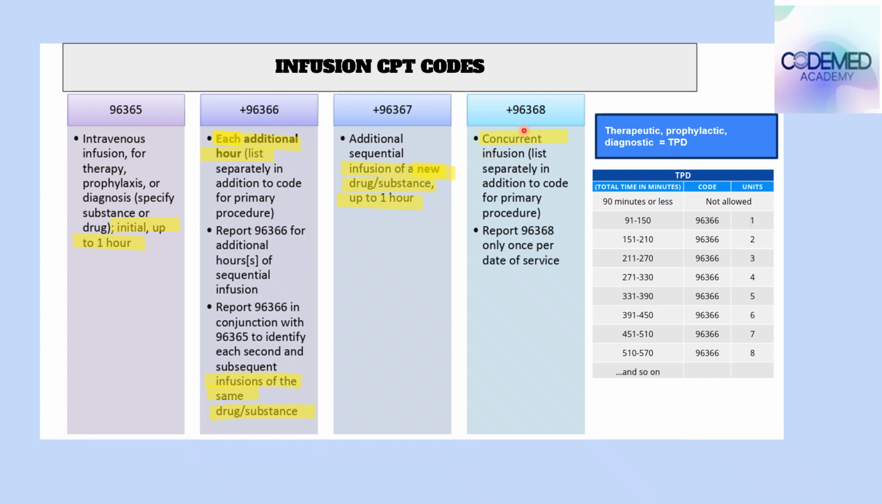And then there is one more add-on code, and this add-on code is for the concurrent infusion. And in the bracket they have given: list separately in addition to the primary code, and report 96368 only once per date of service. Okay, so now you know the difference between the infusion codes.